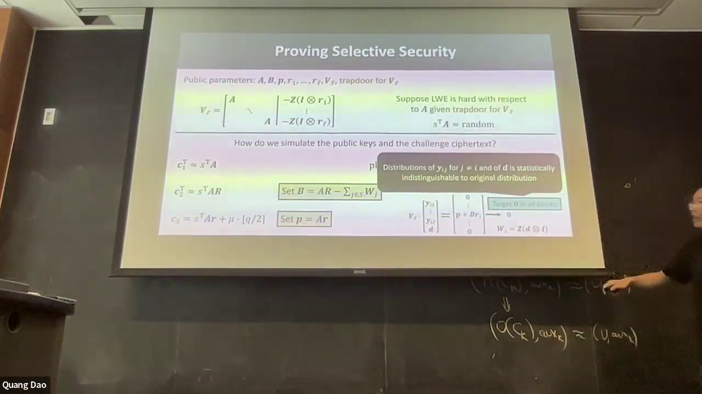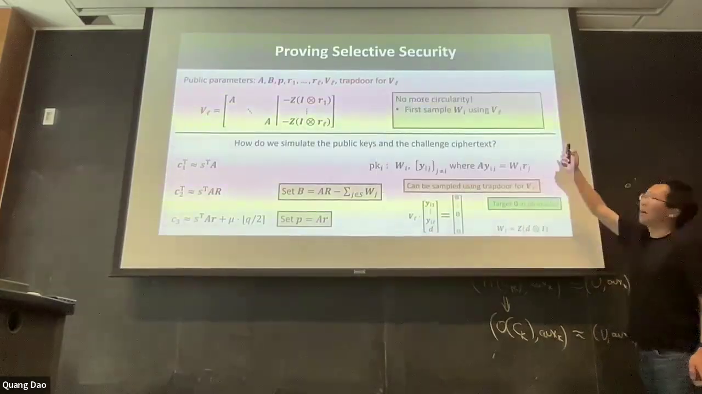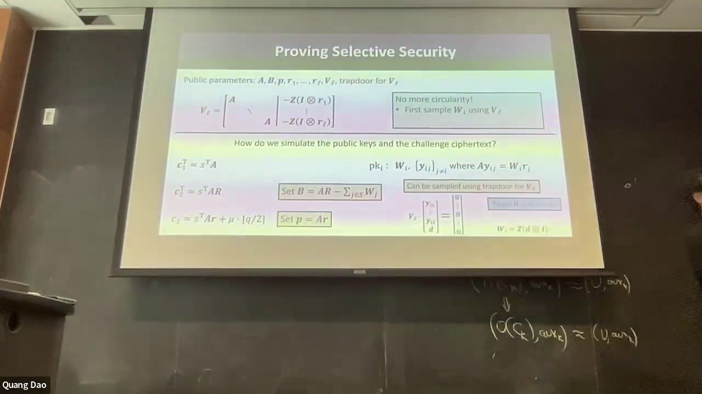And now notice that the public keys no longer depend on B. So I can simulate the public keys first, and then I can program B to complete the selective security proof.